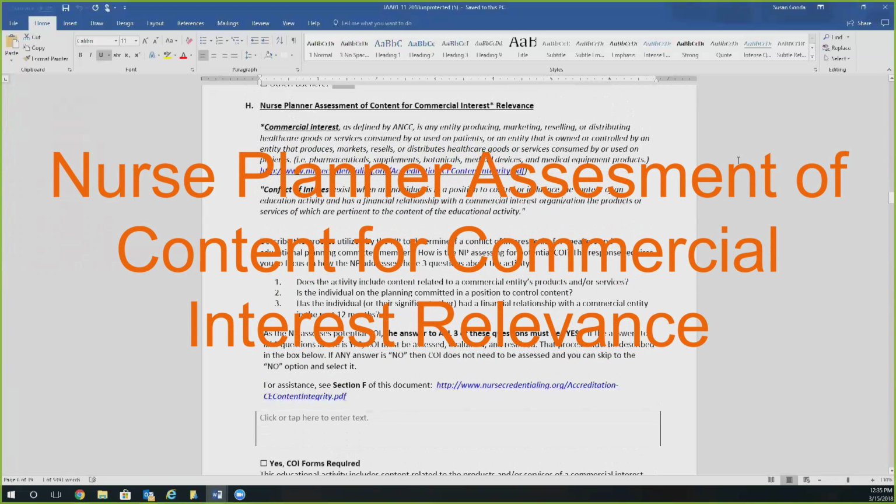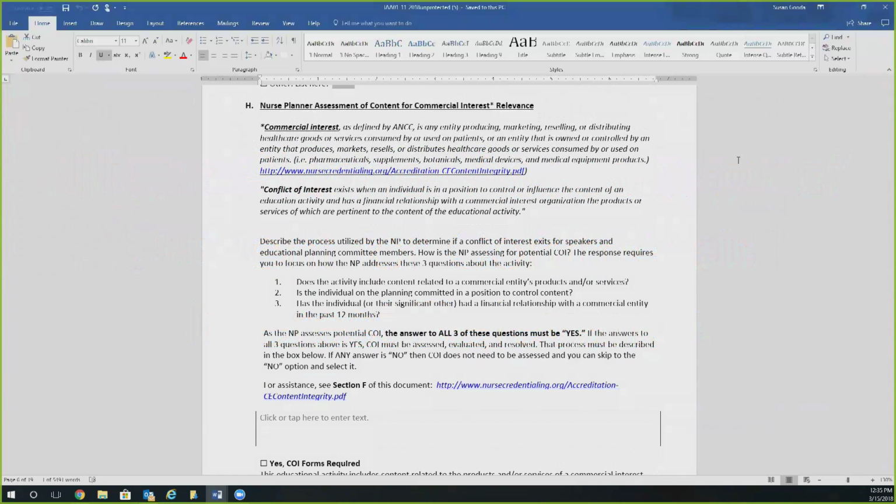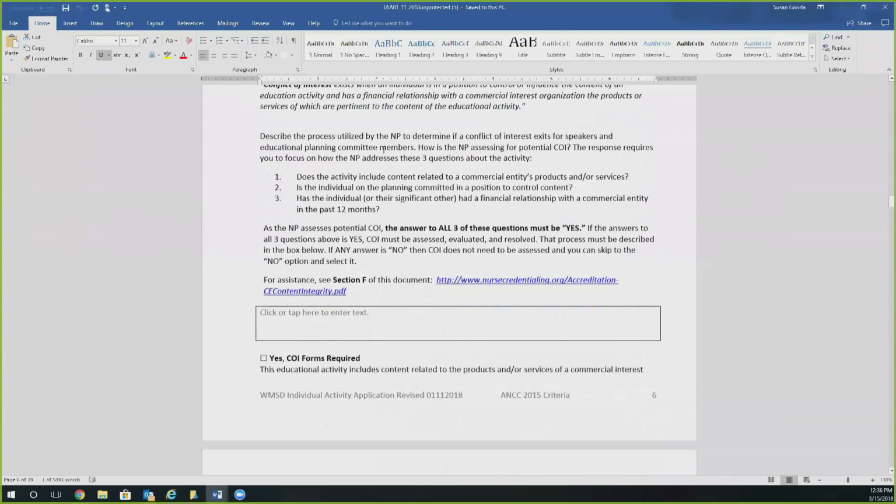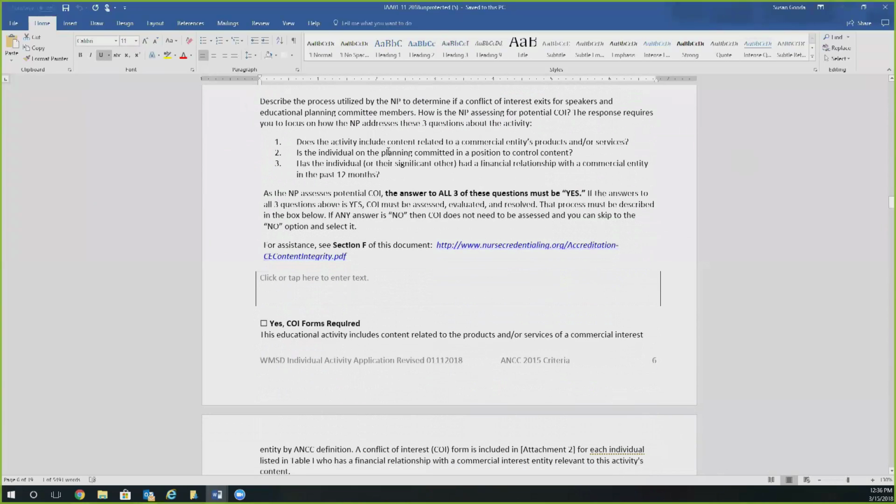H, assessment of commercial interest and conflict of interest. So first you need to know what is a commercial interest entity. And so we have put the definition right here on the application, as well as what a conflict of interest is based on the commercial interest entity. We've gone in and tried to help you as well analyze conflict of interest.